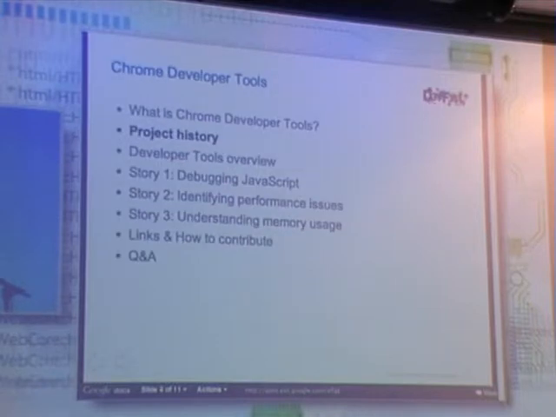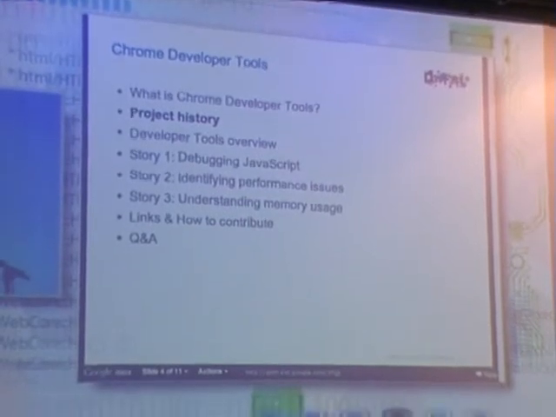Now, I'll talk a bit about the project history today. We'll make an overview of Chrome developer tools, and I'll go through all of the panels, and I'll show you the basic capabilities that are there. And then we'll go through a number of user stories that I'm sure you'll find interesting and familiar. We'll be talking about debugging JavaScript. We'll be talking about making your web applications faster. And we'll also be talking about making your applications consume less memory and fight memory leaks.